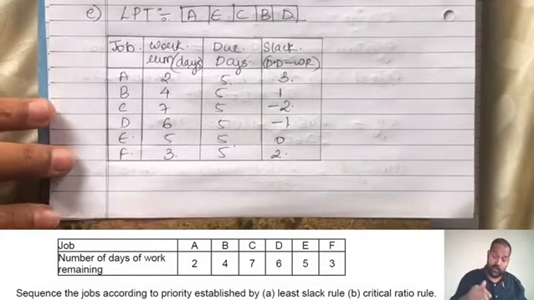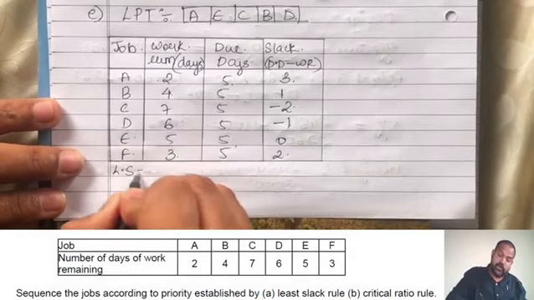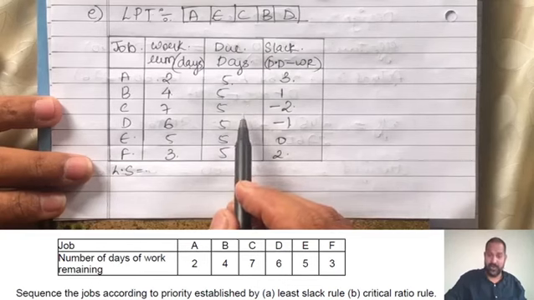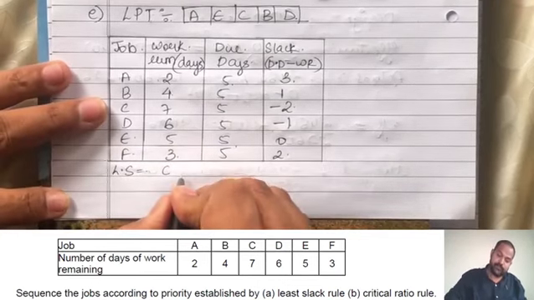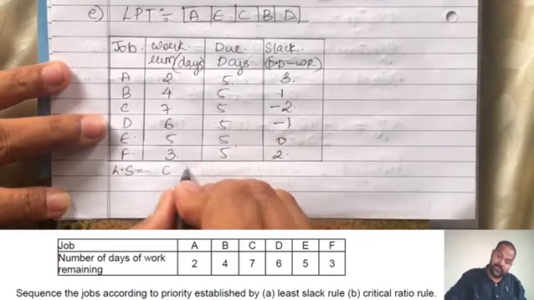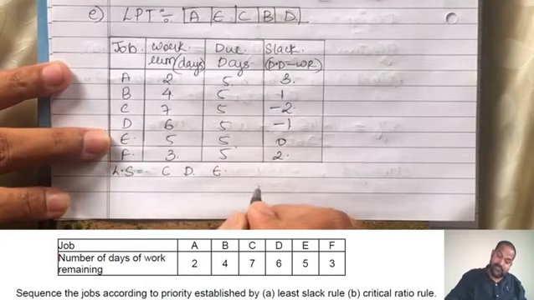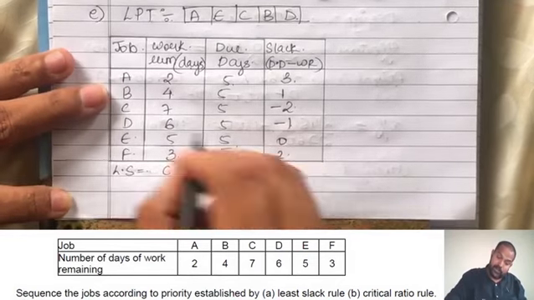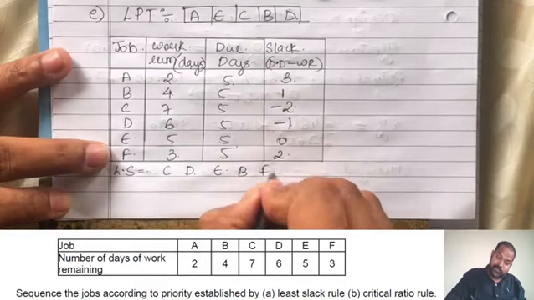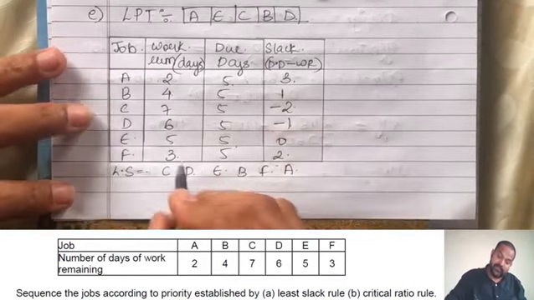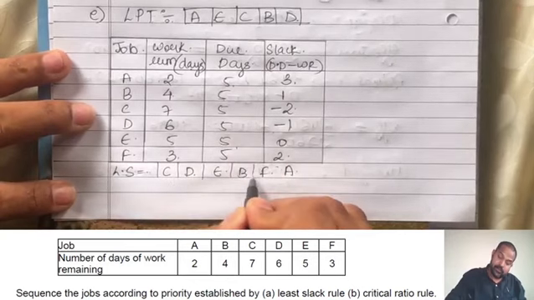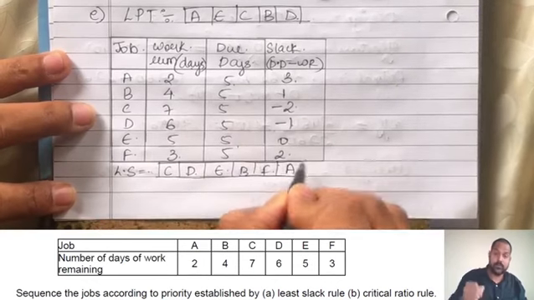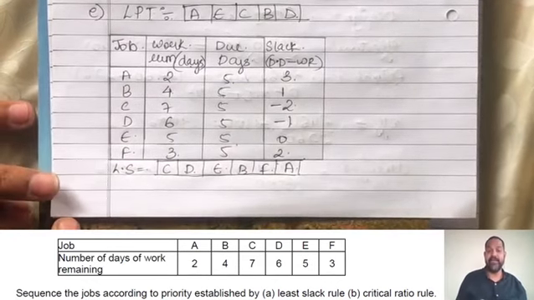If you want me to sequence according to the least slack rule, the least slack of all is the -2. So C. After the C will be the D, which is -1. After D will be E, which is 0. After E will be B, which is 1. After B will be F, which is 2. And after F will be A, which is 3. And that's your sequence: C, D, E, B, F, A.